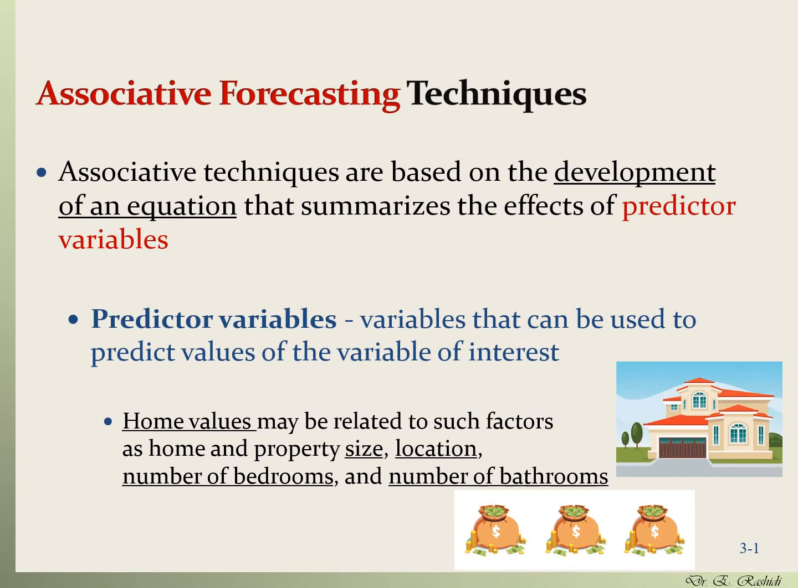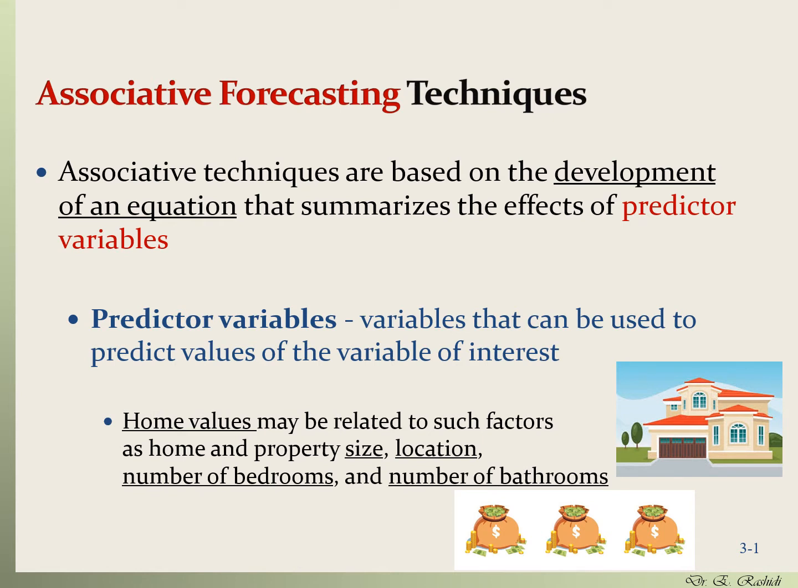The next forecasting technique is called the associative forecasting techniques. The associative forecasting techniques are based on the development of an equation, similar to what we have in the linear trend, that summarizes the effect of predictor variables. What are predictor variables? Those variables that can be used, for example, to predict the values of the variable of interest.